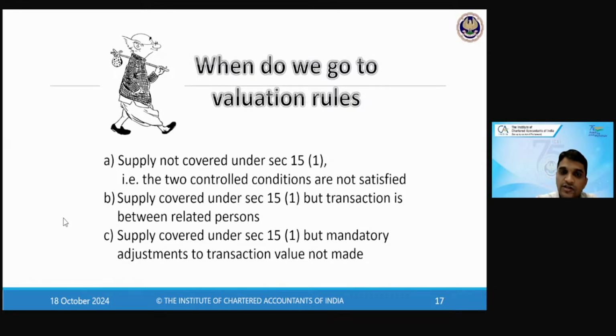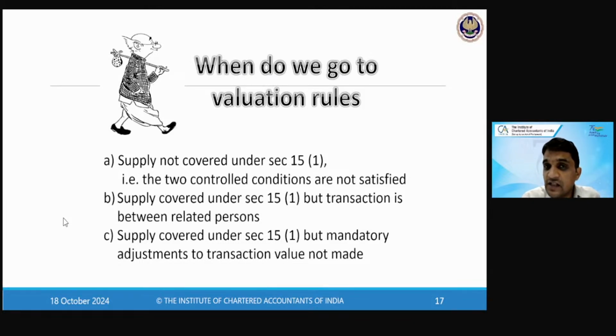Now, going to the valuation rules, what will happen in terms of valuation rules? They will tell that the price will be decided by the valuation rules. Valuation rule says that whatever is the price for the similar or the same product, that has to be given. If you're not able to find the price for the similar product, then you will have to go to open market value. If then also you're not able to determine, then you will have to go to various other criteria.